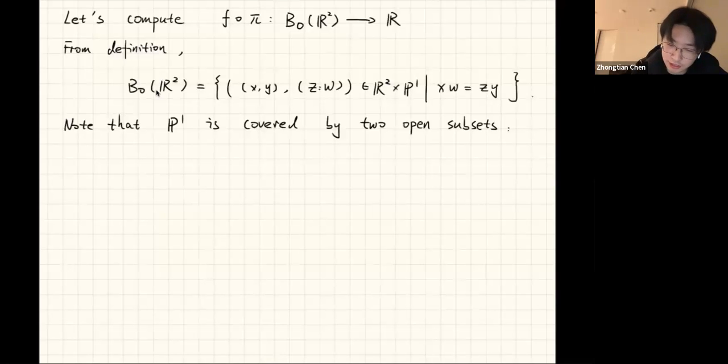So now our goal is to compute this function. And from that, let me remind you the definition. This is the definition of the blow up. And one nice property about this projective space is that P1 is covered by 2 copies of R2.